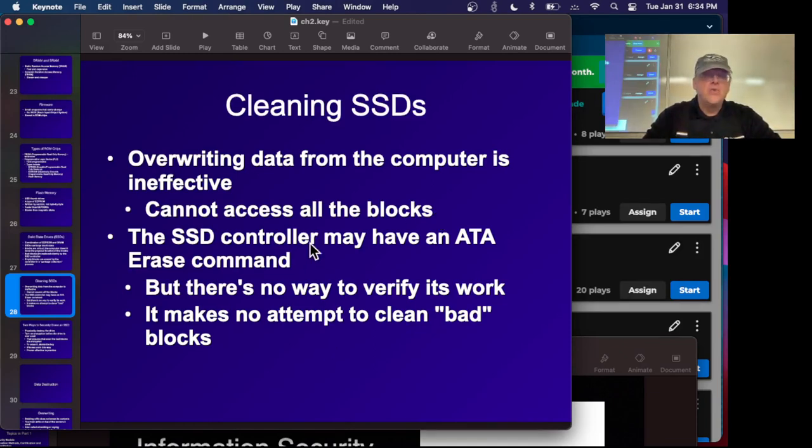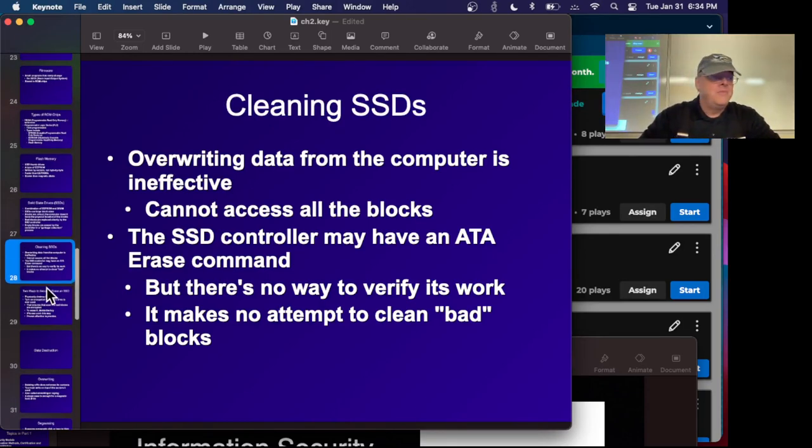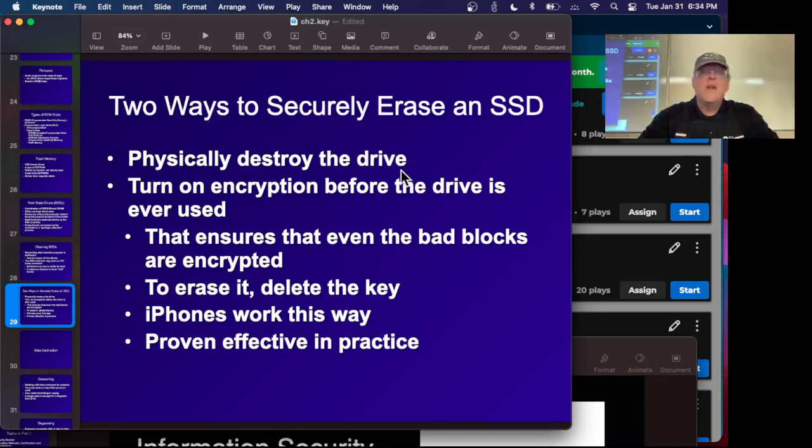There is an online controller command, an ATA erase command, that's supposed to physically erase every block, but it can fail, and you have no way to test it. So that's why most companies just physically destroy the storage. You grind it up with a chipper or an axe or something. That is the way you know it's gone. Any other attempt to erase it, you don't really know you got it all. All right, so here's a slide of the most popular ways to physically destroy the drive.